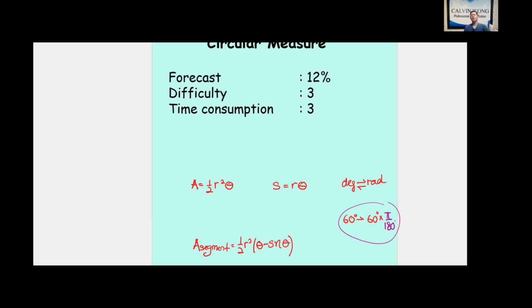Every time we do circular measure, I would suggest you do it last. The reason is the calculator thing, because we change the mode to radian, and a lot of time you forgot to change back to degree mode. Anybody happened before? Anyone experienced this before? And it will happen again during exam. So when you see circular measure, try to do it last.